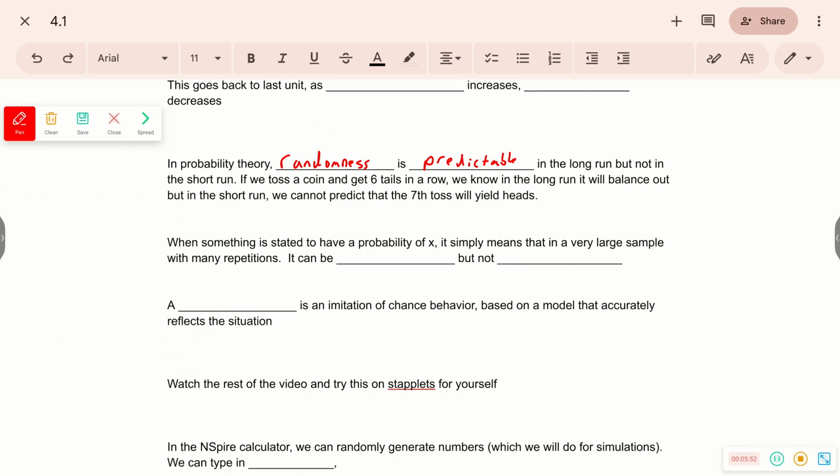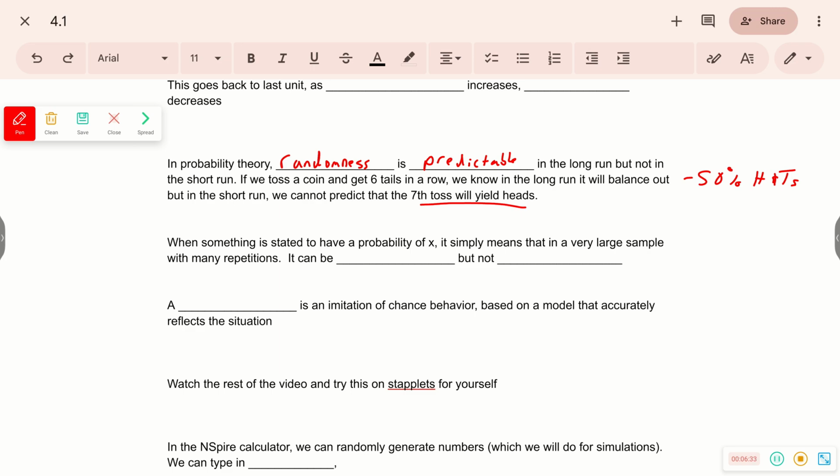So if we toss a coin and get 6 tails in a row, we know in the long run we can predict that it's going to balance out to 50% heads and tails. In the short run, we cannot predict that the 7th toss will yield heads. It's unpredictable; coins are random. There's still a 50-50 shot that our 7th flip will be tails or heads. Just because we get a bunch of tails doesn't decrease the probability of getting tails on the next one, which is still 50%.